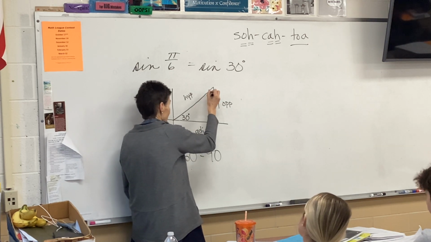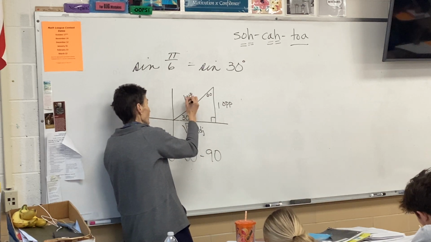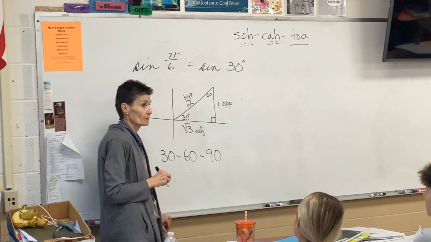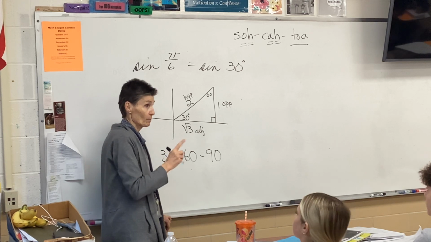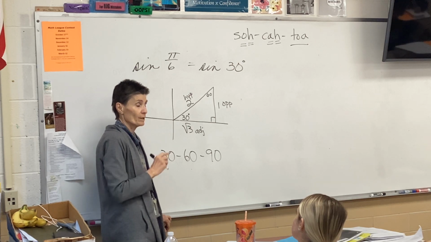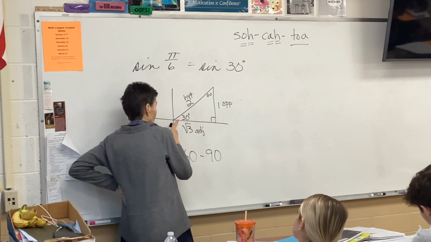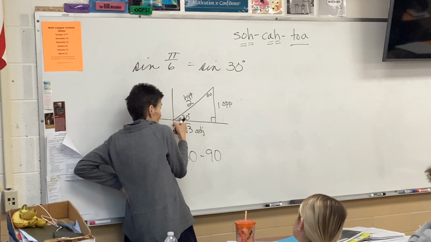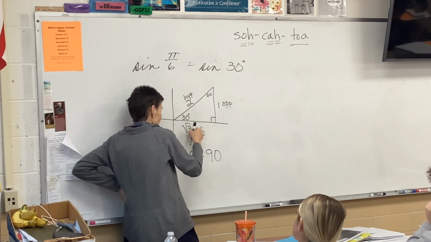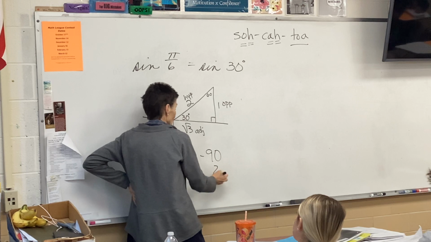Across from the 60 will be root 3, and your hypotenuse will be 2. Kids, that never changes. Is that X? No, those are just numbers. No X's, just numbers. So when you are labeling the sides of your 30, 60, 90, across from the 30 will always be 1, across from the 60 will be root 3, and the hypotenuse will always be 2.